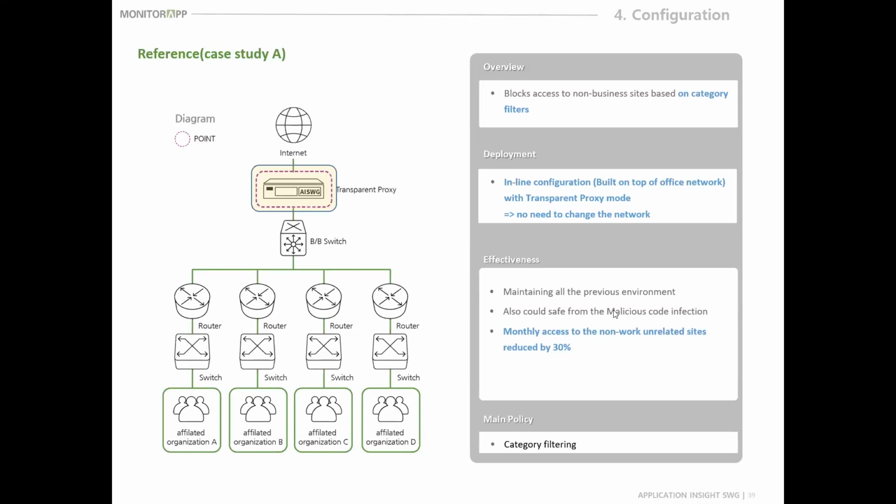So this is a case study of a regional government office applying the SWG. The customer's major requirements were, first, no network configuration change, and second, blocking non-work related content access. So we suggested setting up with transparent proxy mode and applying the URL filter function. Finally, the IT admin became happy because monthly access to non-work related traffic was reduced by 30% compared to before.